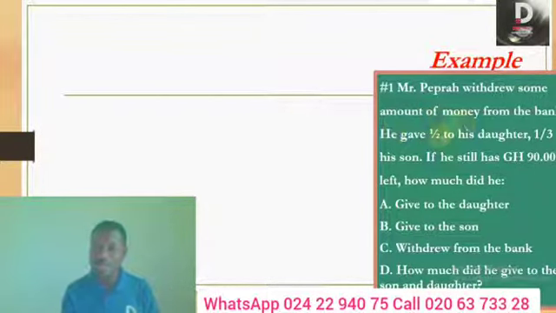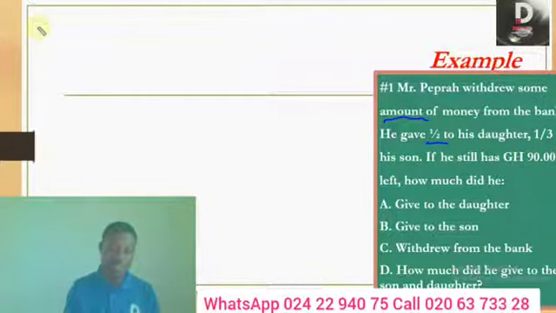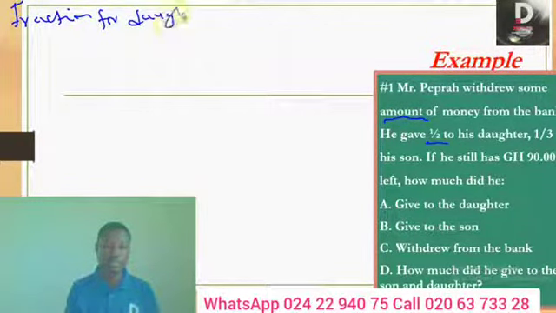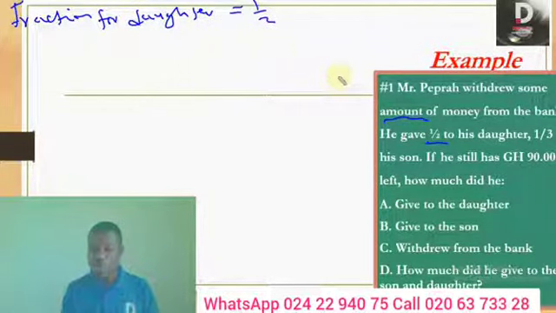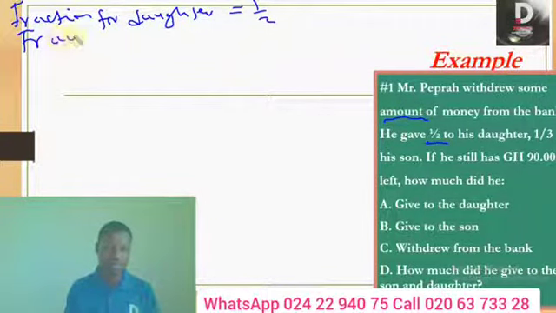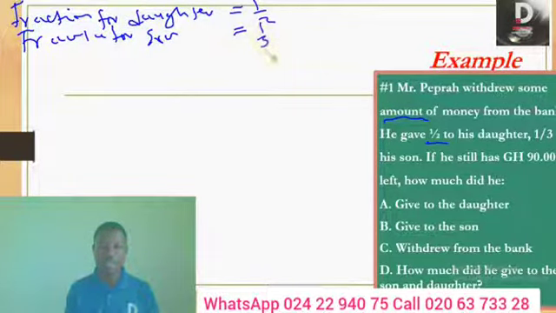Mr. Pepra received some amount of money, so some amount of money, we don't know the total. Do you know that? The total is not given. From the bank, he gave half to his daughter. So let's start. Fraction for daughter. That is how you do it, because half. 1/3 to his son. So fraction for son. You write fast over here, or you're working with time.